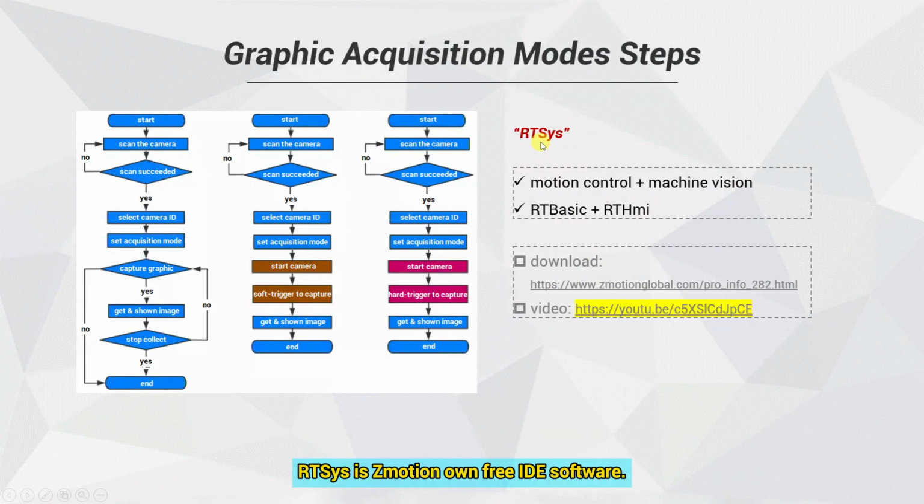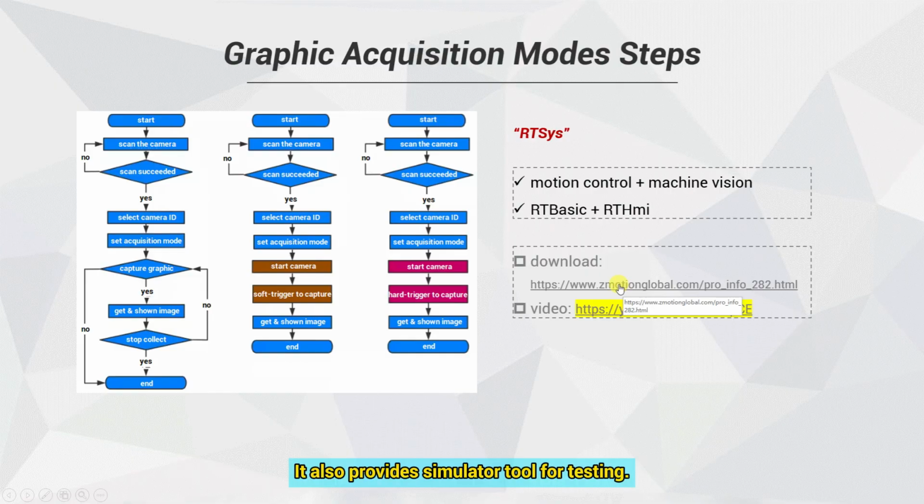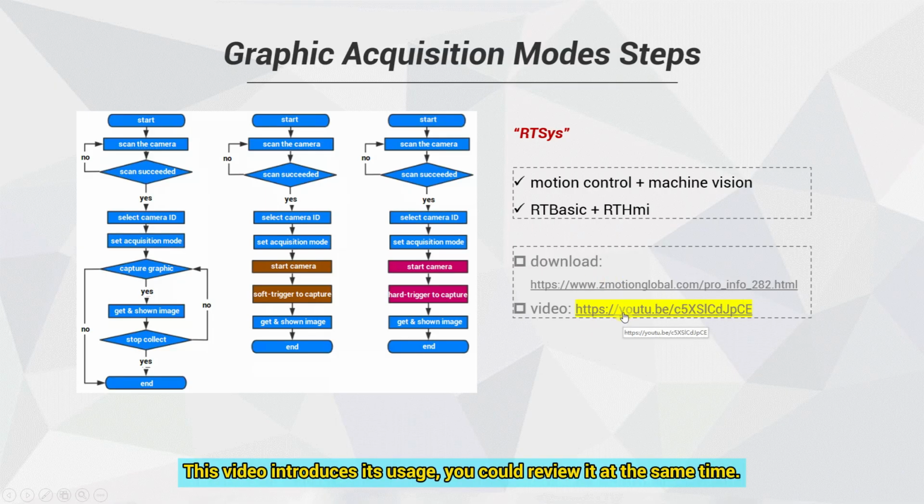XPCIE is Zmotion's own free IDE software. It can develop motion control and machine vision control. The corresponding programming languages are RT Basic and RT HMI. You could download it, and there are many examples and corresponding manuals for learning. It also provides a simulator tool for testing. This video introduces its usage. You could review it at the same time.